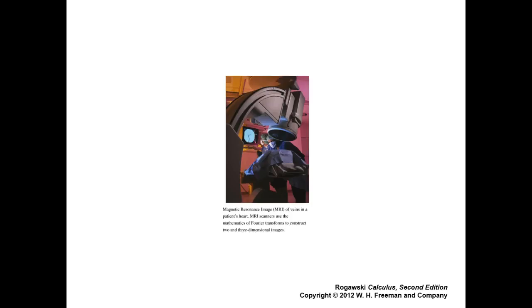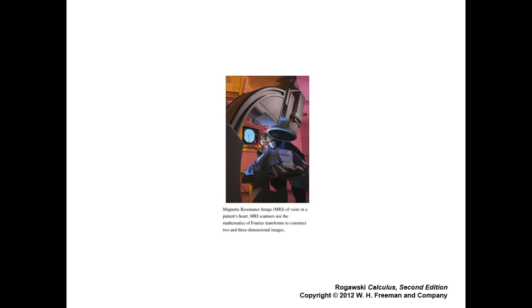All right, your text has what? Okay. It's the same caption on both of these. Magnetic resonance imaging of veins in a patient's heart. The MRI scanners use mathematics and Fourier transforms to construct 2- and 3-dimensional images. They show the device here and someone looking back at the monitor, which is showing what the device is seeing.